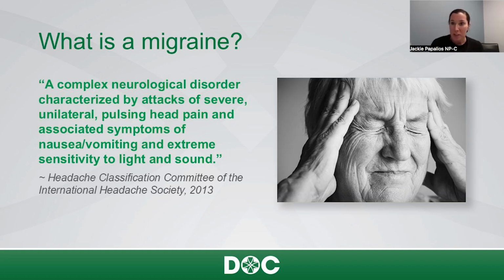So I wanted to start off by just giving the definition of what a migraine is. We're going to go into the breakdown of what this means for you as a patient, but this is the definition that came out in 2013 by the International Headache Society. A migraine is a complex neurological disorder characterized by attacks of severe unilateral, which means occurring on one side, pulsing head pain, and associated symptoms of nausea and vomiting, and extreme sensitivity to light and sound.